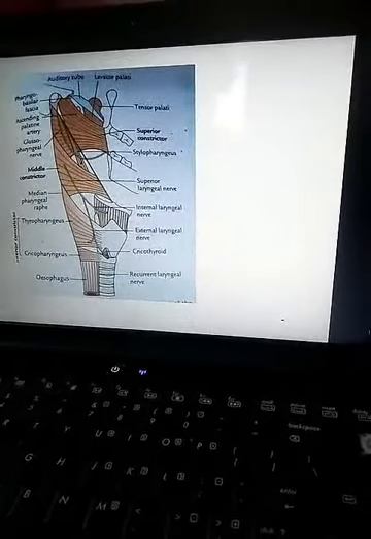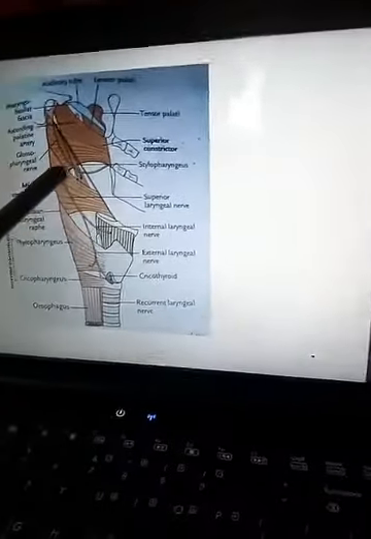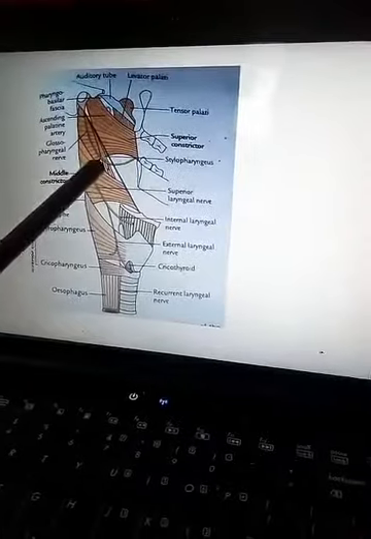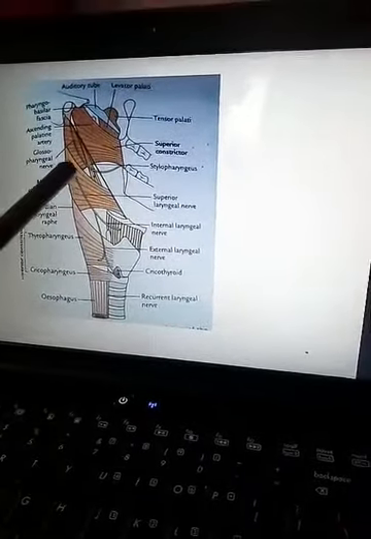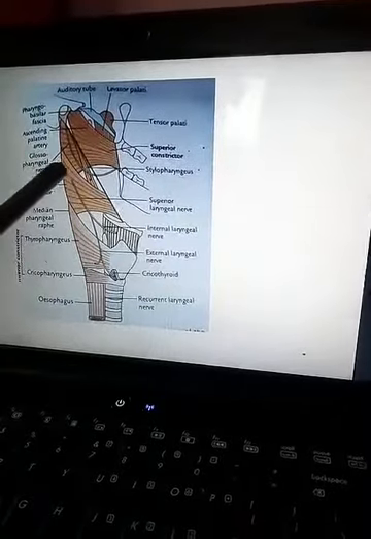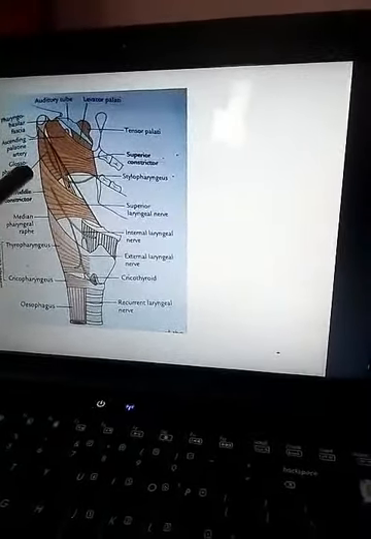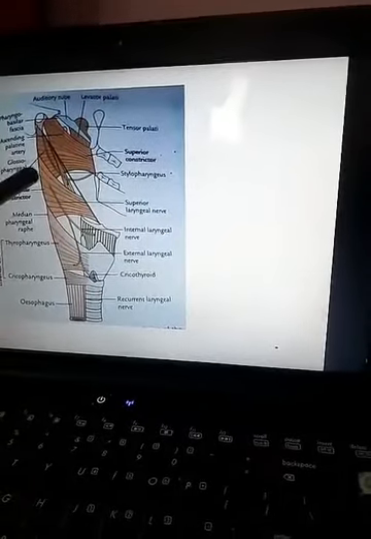Now the arterial supply of the pharynx. The pharynx is supplied by the ascending pharyngeal branch of the external carotid artery, the ascending palatine and tonsillar arteries from the facial artery, the greater palatine and pharyngeal arteries from the maxillary artery, and the lingual artery from the external carotid artery.